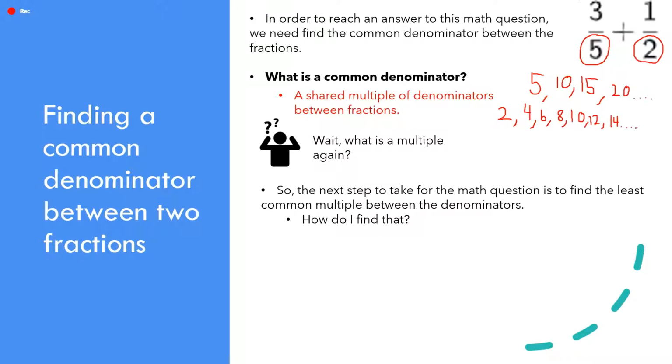Now, the least common multiple is the common multiple between these two values that is the lowest. So if you look at this, you can see that the least common multiple between 5 and 2 is 10. Because that's where you have the same number, and it's the lowest number that is common between the multiples of 5 and the multiples of 2. So that's how we do that.